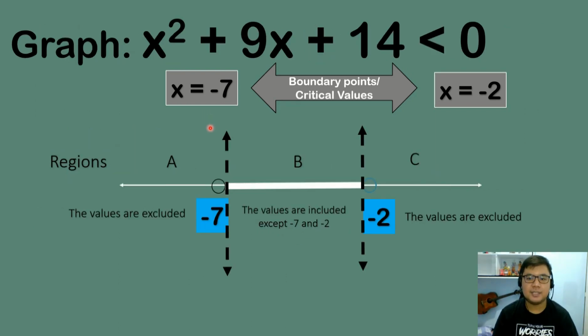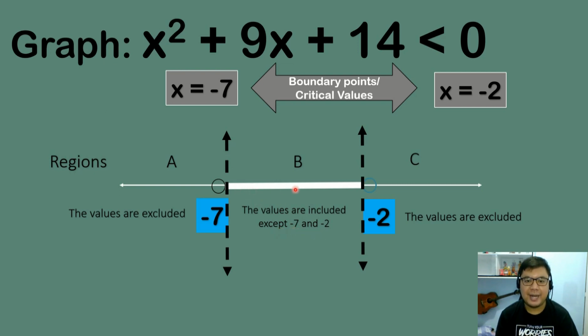Let's solve our last example. So we have x squared plus 9x plus 14 is less than 0. So ganun pa din yung magiging boundary points natin. X is equal to negative 7 and x is equal to negative 2. Tingnan natin kung ano yung mangyayari sa ating solution set if yung inequality symbol natin ay less than. So pag less than yung symbol natin, the values are included except negative 7 and negative 2.